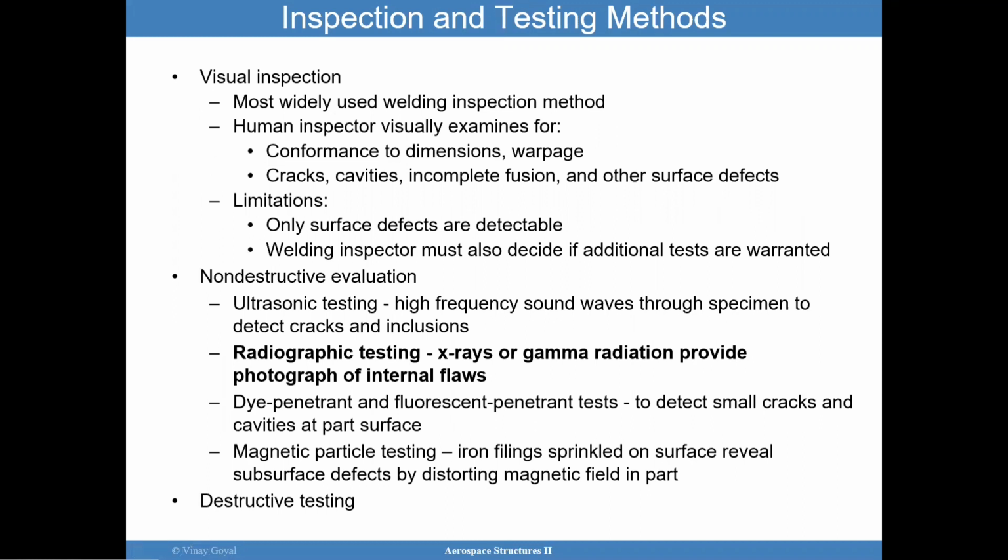There are inspection techniques that can be used for examining these types of welds. Visual inspection is the most widely used inspection method. You'll have a 10x magnification glass with lighting, and you're looking for dimensions, warpage, cracks, cavities, incomplete fusion. You can really only look at surface defects for the most part. Limitations really only include surface defects, and the welding inspector must also decide if additional tests are warranted.